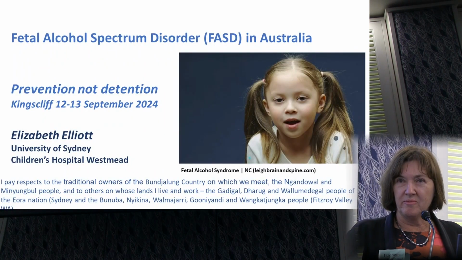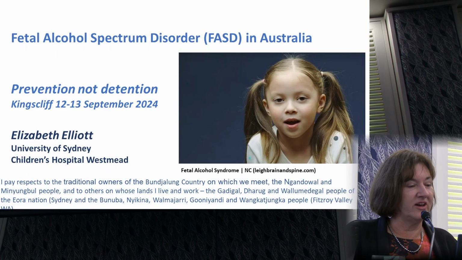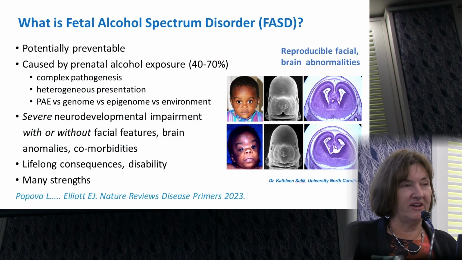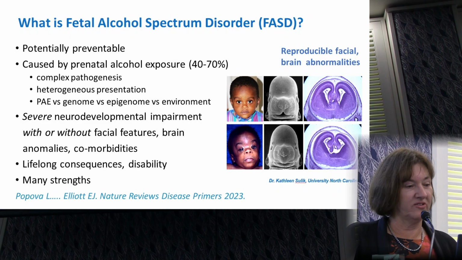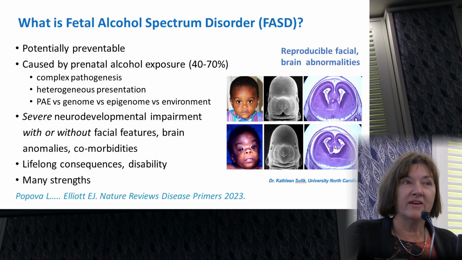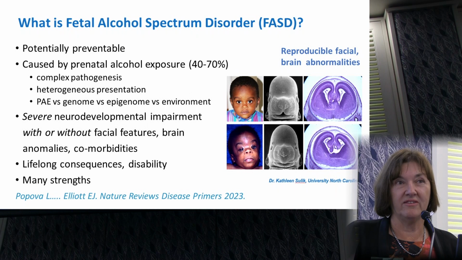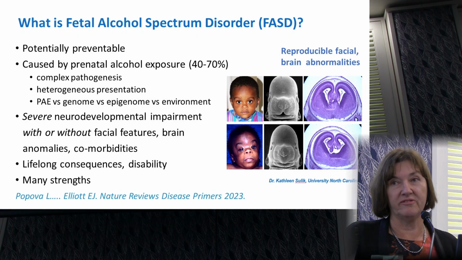So, fetal alcohol spectrum disorder is potentially preventable. It's caused by prenatal alcohol exposure, and it's got a very complex pathogenesis and a very varied presentation. And of course, what we see in a child or an adult is a mix of prenatal alcohol exposure and the impact of their genetics, their epigenetics, and of course the environment in which they're raised. But the key element of fetal alcohol spectrum disorder is severe neurodevelopmental impairment. And this may occur with or without characteristic facial features and birth defects, depending on the timing of the exposure.